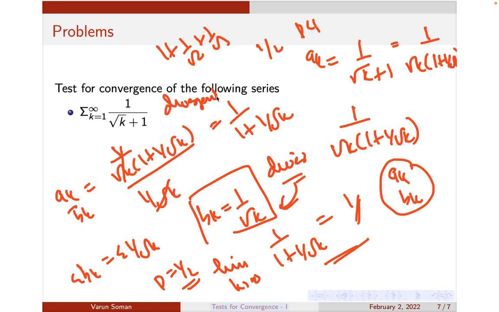Okay, so that's a simple idea. What will you do? Take out the maximum power of k from the numerator and denominator. Look at the effective one. That will be your corresponding harmonic comparing series.